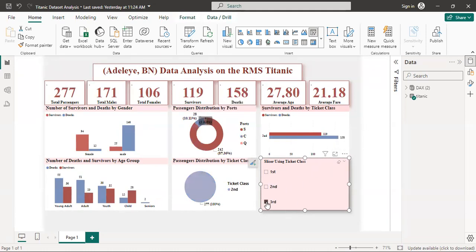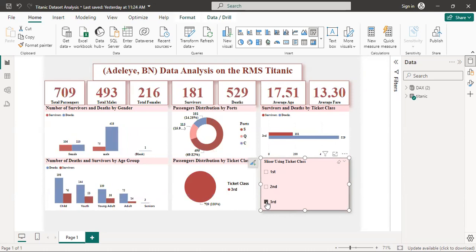Finally, I'm clicking on the third class ticket holder slicer. Again, you can see the interactive dashboard responding accordingly. 709 passengers hold third class tickets, out of which 493 are males, 216 are females, 181 of them survived, 529 did not survive, average age 17.51 years, and average fare 13.3. So you can see that using slicers gives more information from this RMS Titanic dataset.